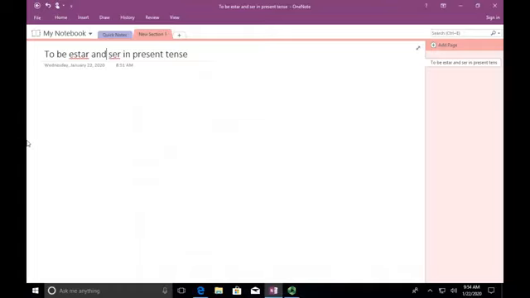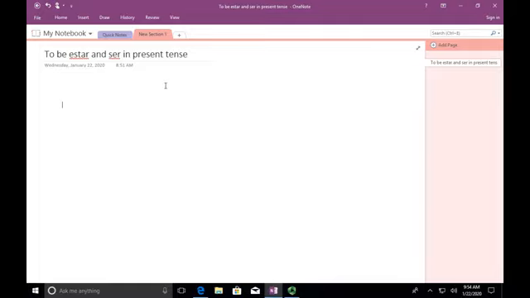Okay, so today in this lesson, we're going to be talking about estar and ser in Spanish in the present tense. These are forms of to be. Like in English, we have I am, you are, he is, they are, we are. Well, in Spanish, there are two verbs for that. First, we're going to conjugate them, and then we're going to talk about when you would use estar and when you would use ser.